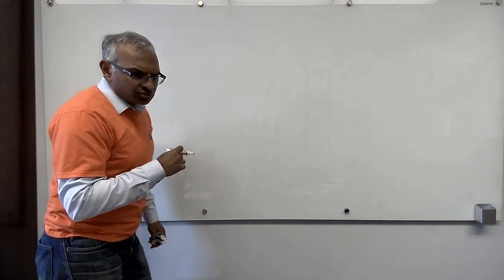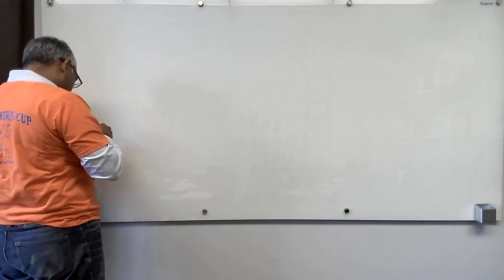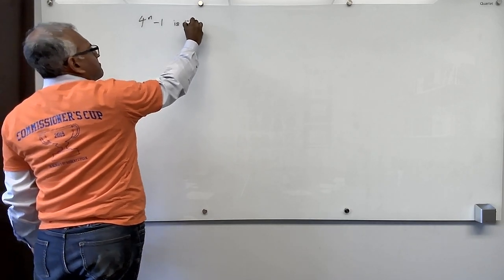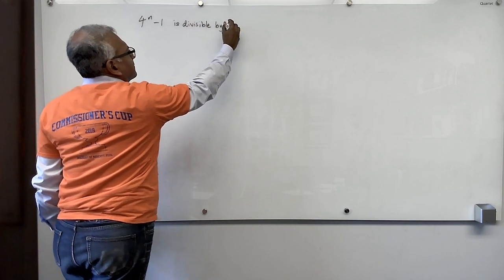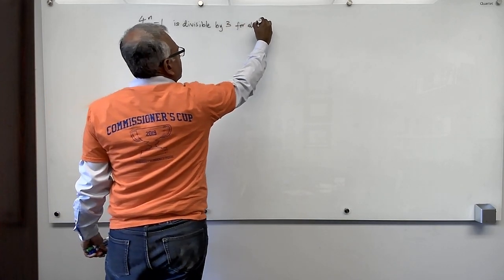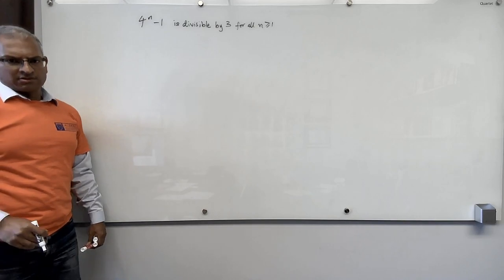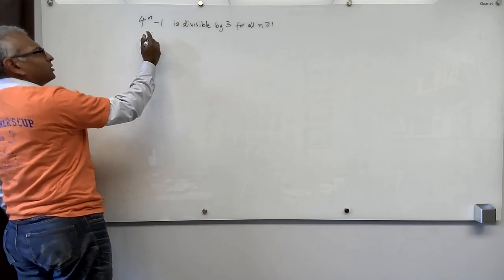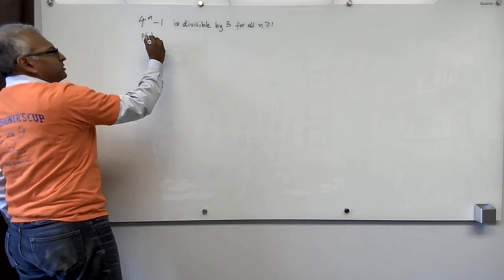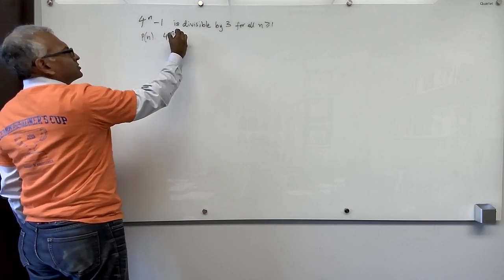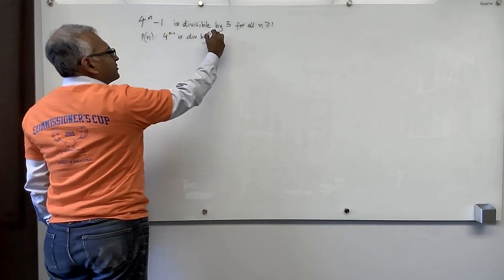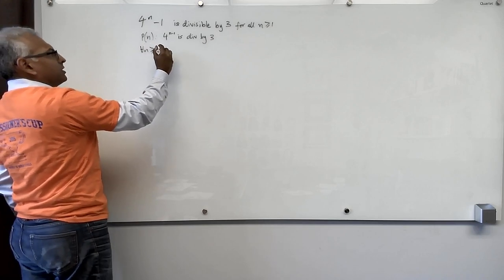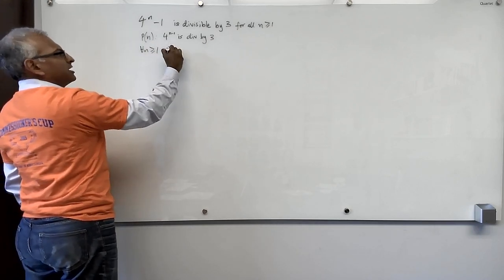Okay, so let's use induction to prove that 4 to the power n minus 1 is divisible by 3 for all n greater or equal to 1. So this is exactly the claim that we just discussed. Now, in order to discuss this claim more formally, let's introduce this predicate that we already had. So P of n is a predicate that takes n and returns the statement, 4 to the n minus 1 is divisible by 3. And the claim we're making is that for all n greater or equal to 1, we are asserting that P of n is true.